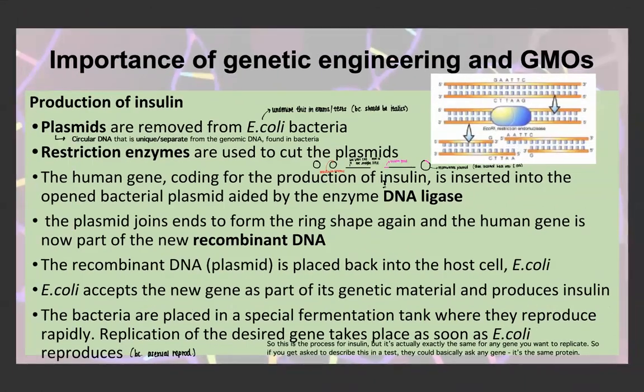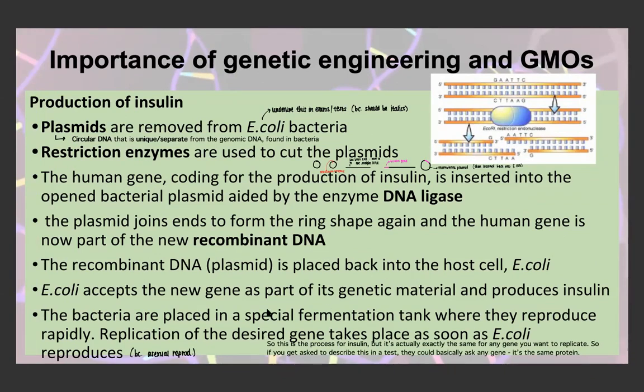The human gene that's coding for the production of insulin is then inserted into the open bacterial plasmid, and this is controlled by the enzyme DNA ligase. The plasmid joins to form the ring shape again, and the human gene is now part of this new recombinant DNA. This recombinant DNA is then placed back into the host cell, the E. coli. It's obviously not placed into a human cell because human cells don't have plasmids. It's placed into the E. coli. The E. coli accepts the new gene as part of its genetic material because it's inside the plasmid, and the E. coli begins to produce insulin.